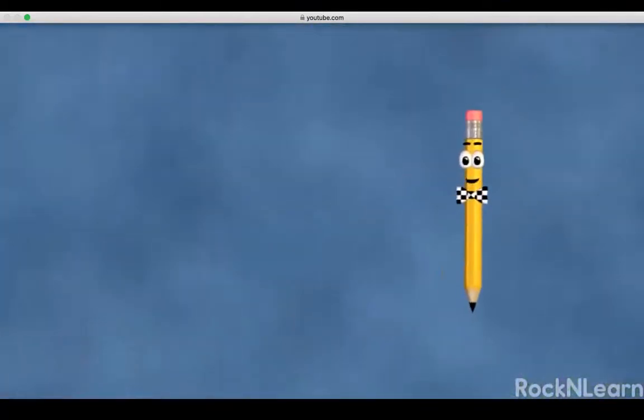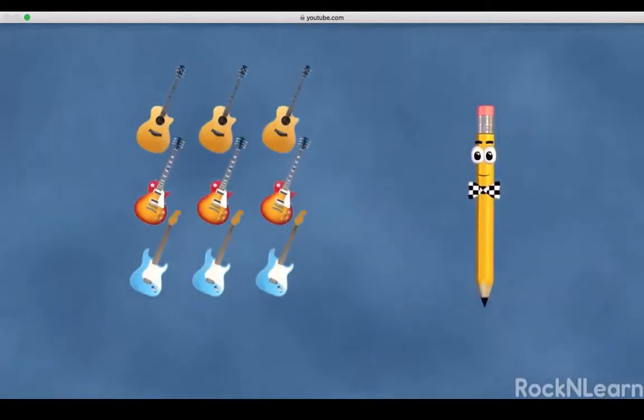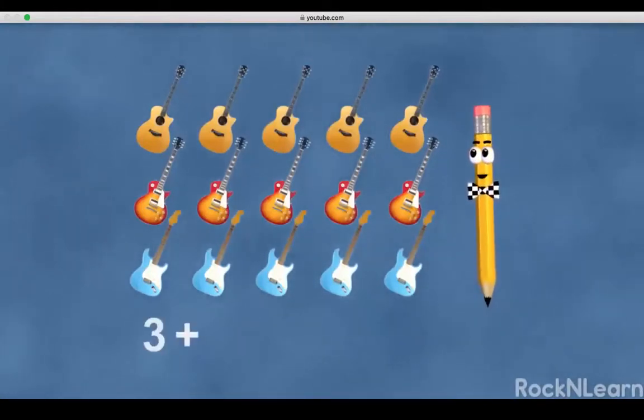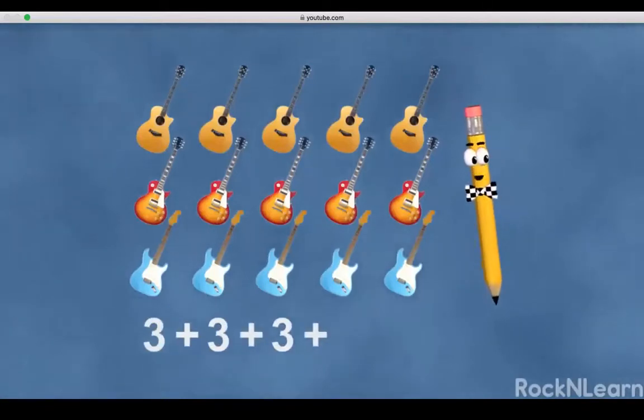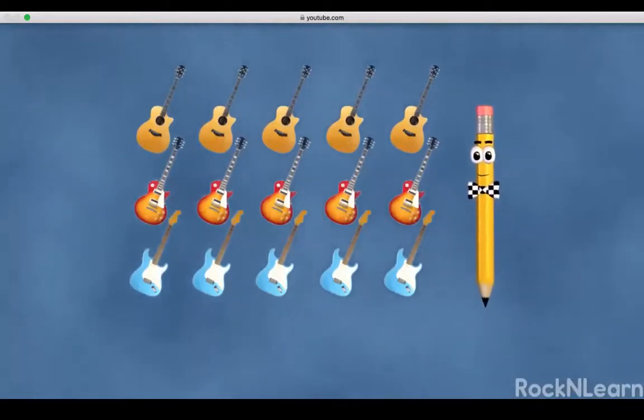Suppose you have 3 guitars. Ooh, I like the way that one sounds. Me too. Now, imagine you have 5 groups of 3 guitars. Whoa, Marco, that's a lot of guitars. How many are there anyway? Well, you could add 3 plus 3 plus 3 plus 3 plus 3, which gives you 15. But that's so slow. I'd rather be fast. I thought so. And that's where multiplication gives you power.